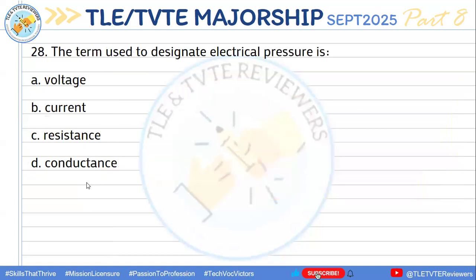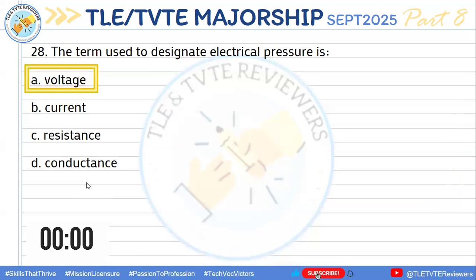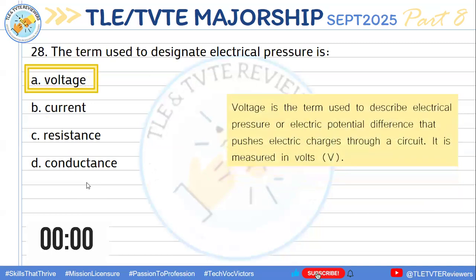Number 28, the term used to designate electrical pressure is A voltage, B current, C resistance, D conductance. Answer letter A voltage. Voltage is a term used to describe electrical pressure or electrical potential difference that pushes electric charges through a circuit. It is measured in volts.